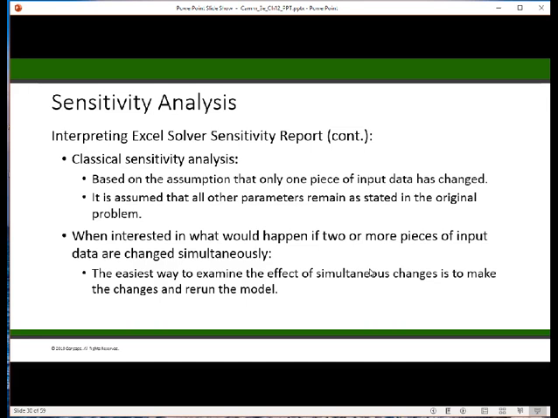And classical sensitivity analysis is based on the assumption that only one piece of data has changed. If we want to see what happens if two or more pieces of input data are changed simultaneously, in Excel the easiest way to examine the effects of simultaneous changes is to make the changes in the model and then rerun it.